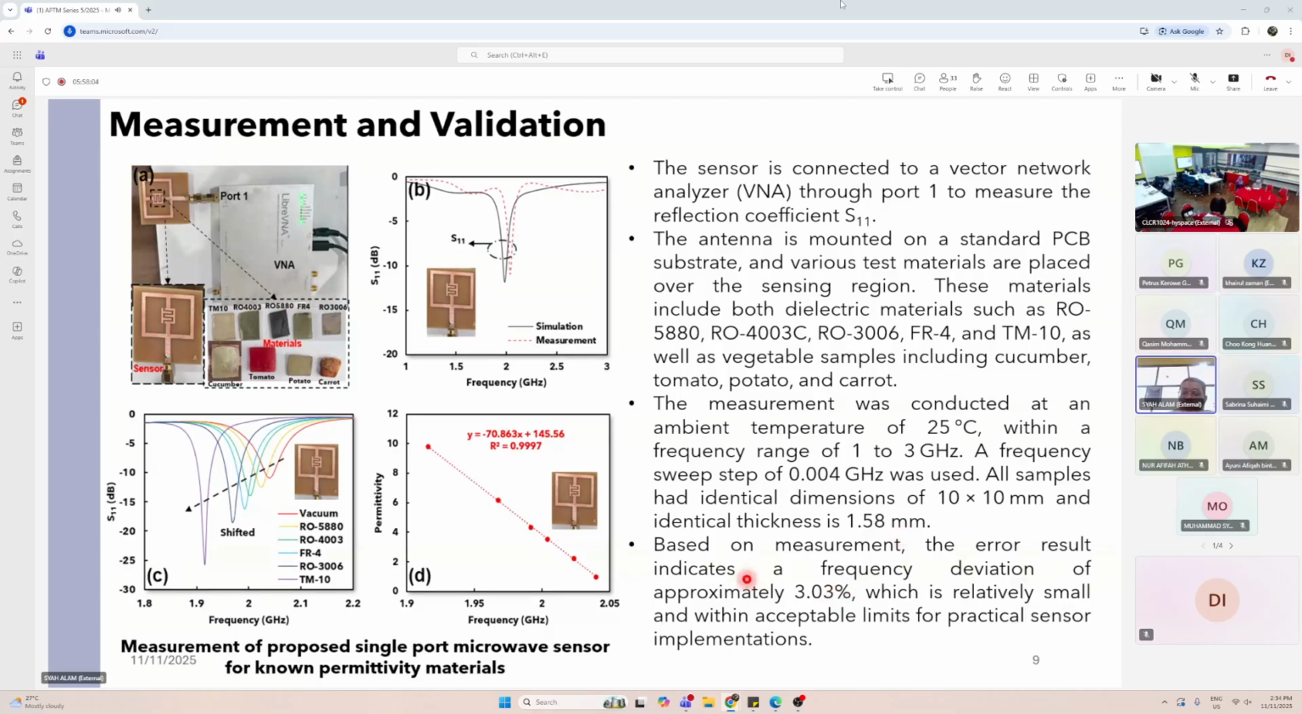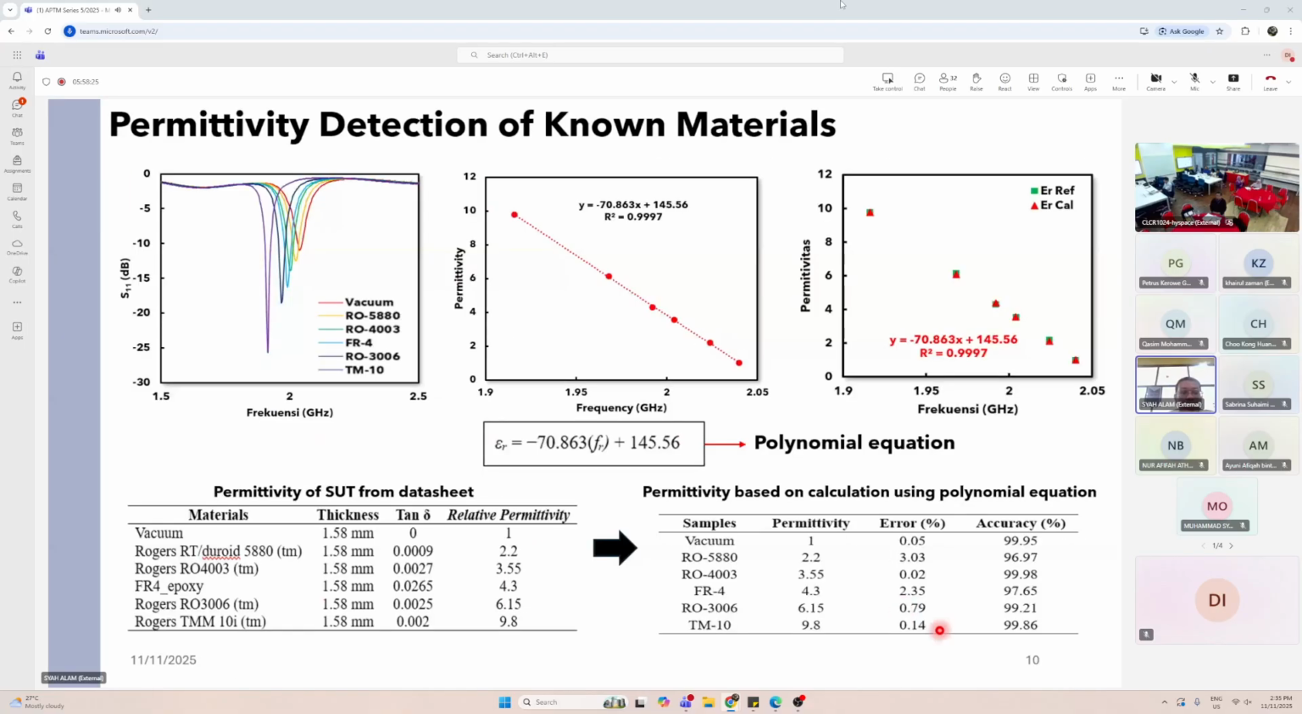Okay. Based on the measurement, we can see here the comparison between the simulation and the measurement of our resonator. There was an error, but it is a very small error, only 3.03%, which is relatively small and within acceptable limits for practical sensor implementation.